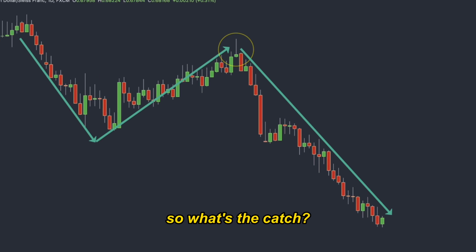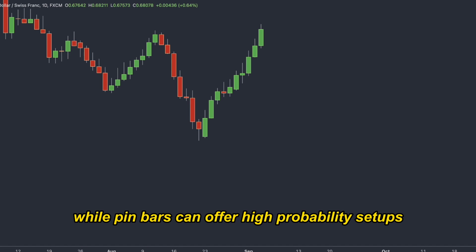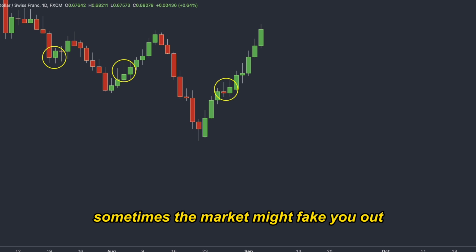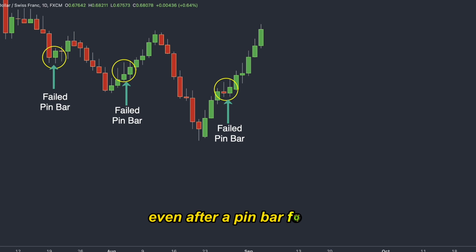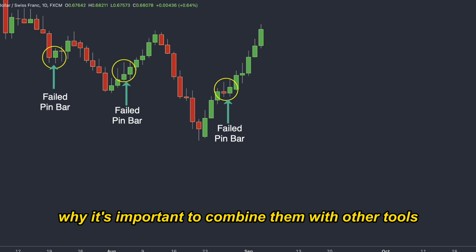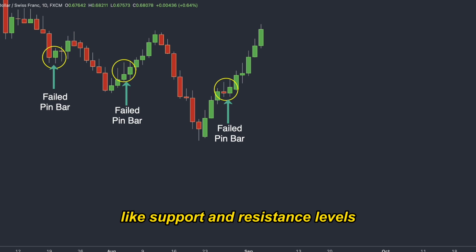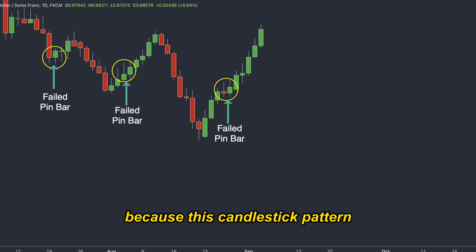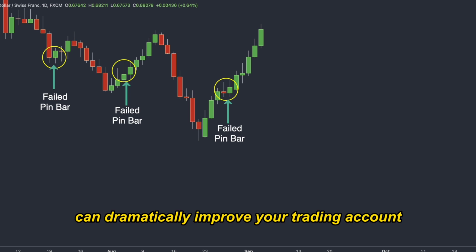So, what's the catch? While pin bars can offer high probability setups, they're not foolproof. Sometimes the market might fake you out, continuing in the same direction even after a pin bar forms. That's why it's important to combine them with other tools, like support and resistance levels or trend lines, to improve your accuracy. And that's what I'll show you, so don't skip any part and watch carefully, because this candlestick pattern, which you might overlook, can dramatically improve your trading account.